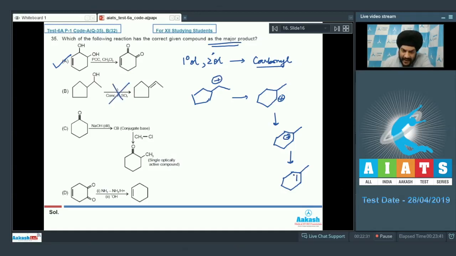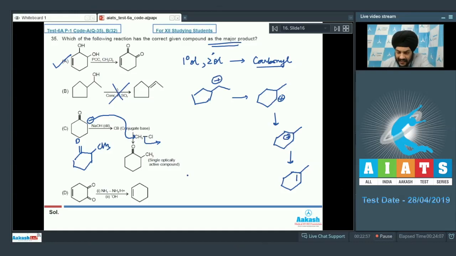If you look at the C statement now, the cyclohexanone is allowed to react with dilute NaOH. So this will create a carbanion at the alpha position, and then it is allowed to react with CH3Cl. So the conjugate base will make an SN2 attack, make this Cl leave, and this is going to lead to the formation of this compound.